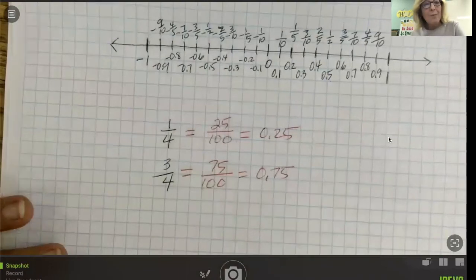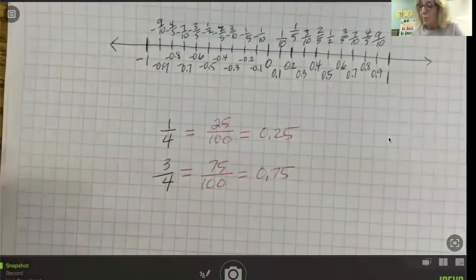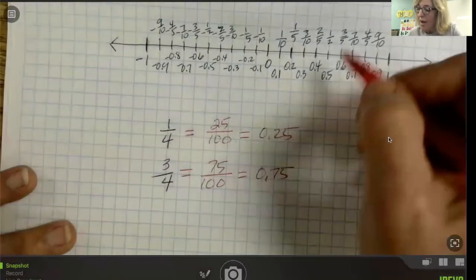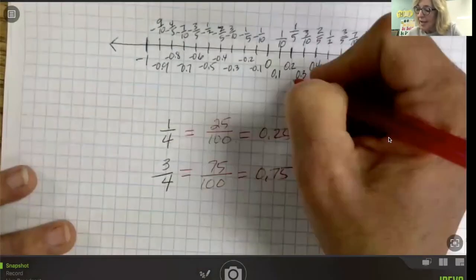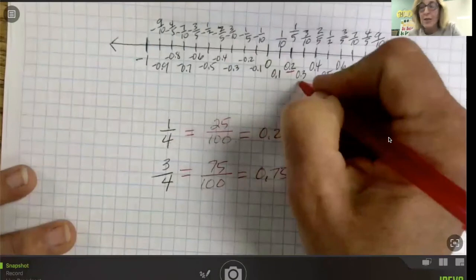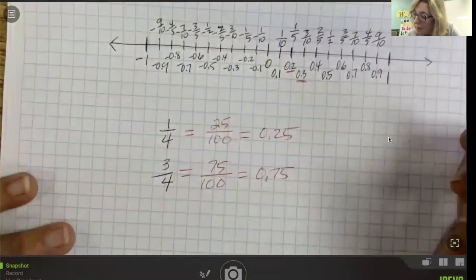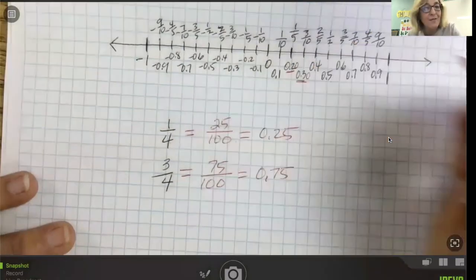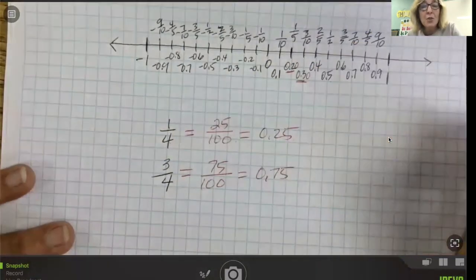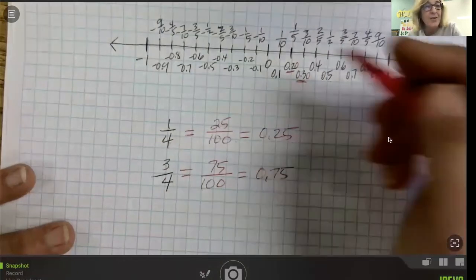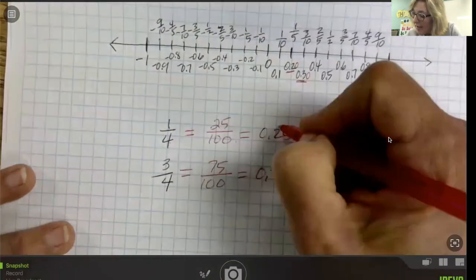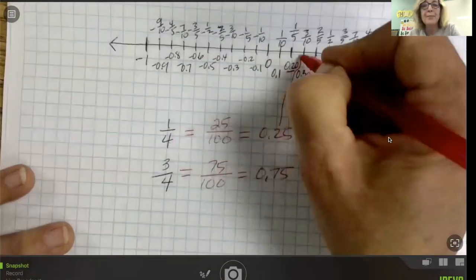So now we can place this on our number line. So 25 hundredths is going to be halfway between 2/10 and 3/10. Now, how do we know that? We know that we could place a 0 in the hundredths place and not change the value of those decimals. 2/10 and 20 hundredths are equivalent. 3/10 and 30 hundredths are equivalent. So 25 hundredths would go halfway between the two of them.